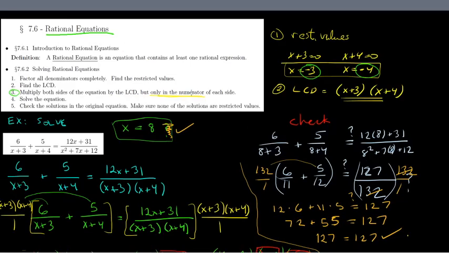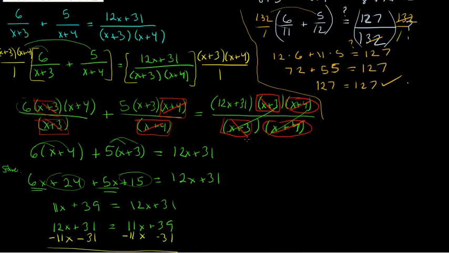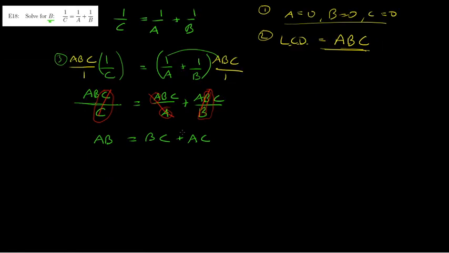If you remember step 3, multiply both sides by the LCD, only in the numerator, and then we just have to simplify all this. And when we simplify, yep, we got rid of the fractions. At least for now. So what are we trying to do now? We're trying to solve for b.